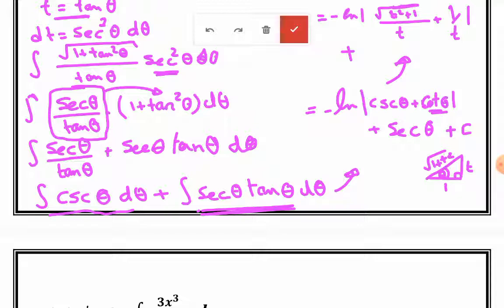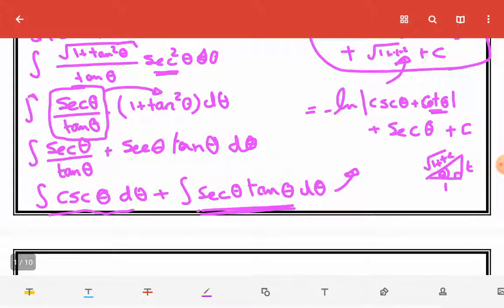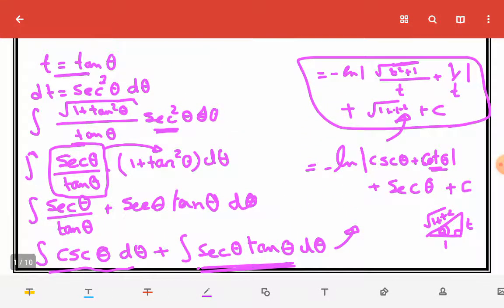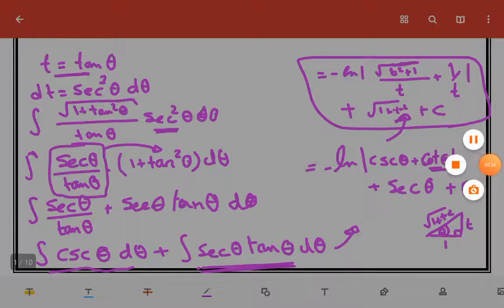Then plus secant, and secant is 1 over cosine, and cosine is adjacent over hypotenuse, so we write hypotenuse over adjacent, which is root 1 plus t squared, plus c. So this is my final answer for the first question.